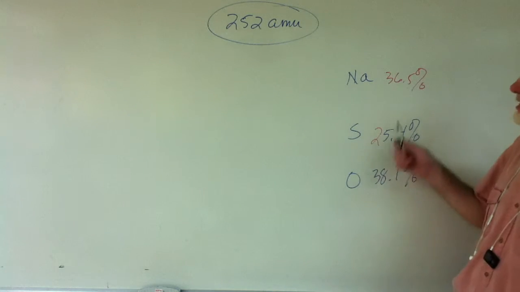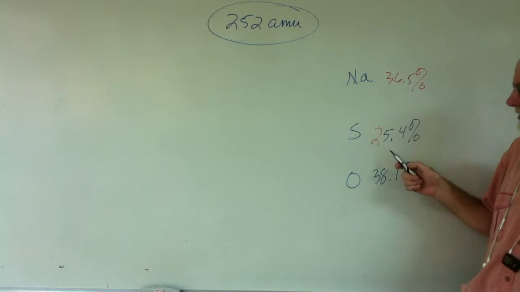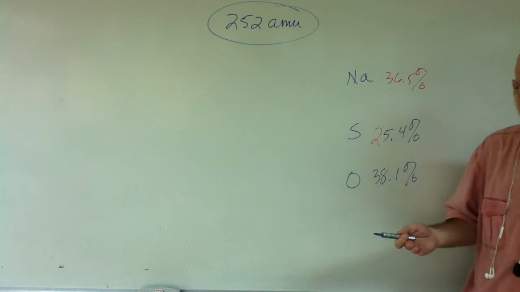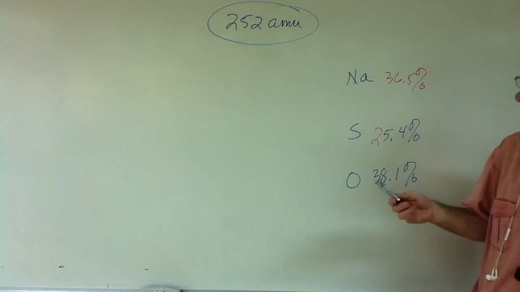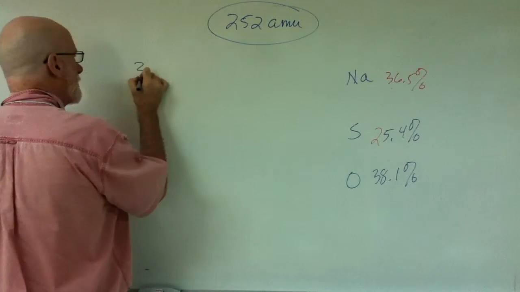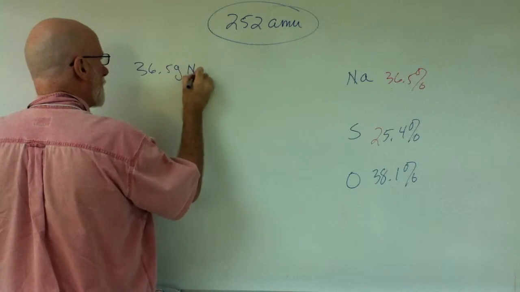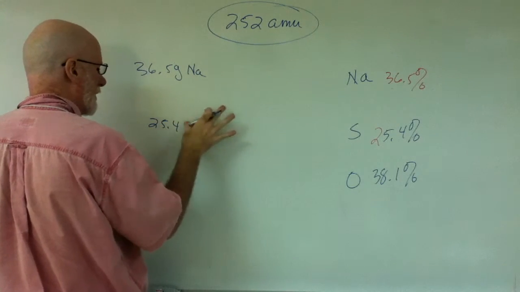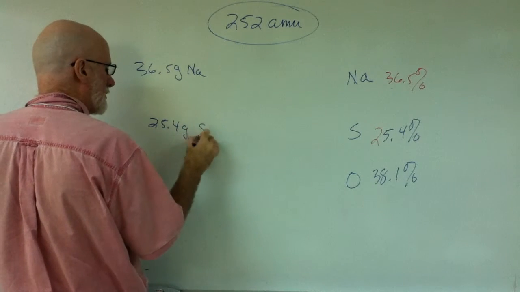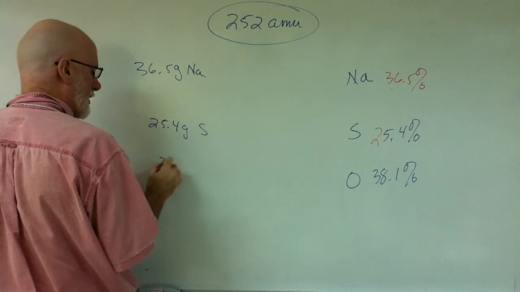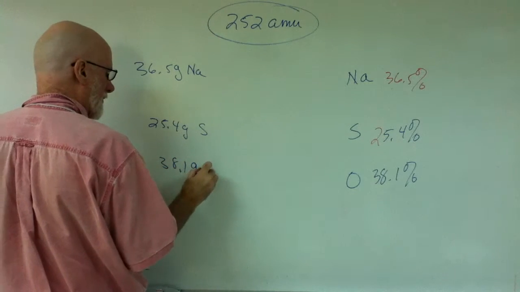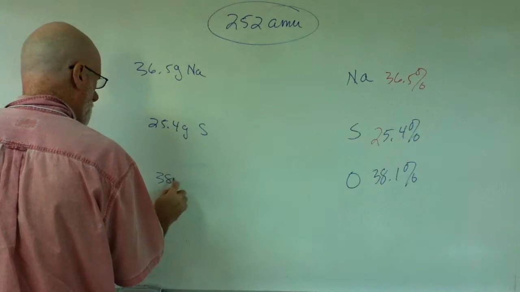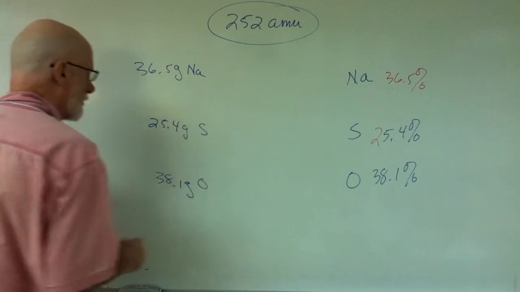If I have 100 grams, don't I have 36.5 grams of this? What's 36.5% of 100? 36.5, right? Okay. So, I have 36.5 grams of sodium. I have 25.4 grams of sulfur. And I have 38.1 grams of oxygen. Right? Let's write that a little lower. 38.1 grams of oxygen. Okay?